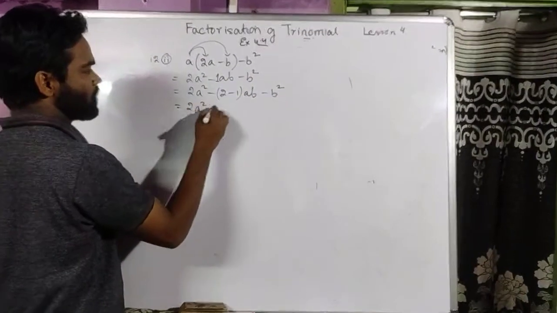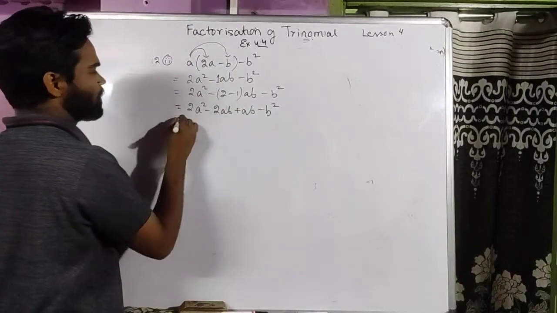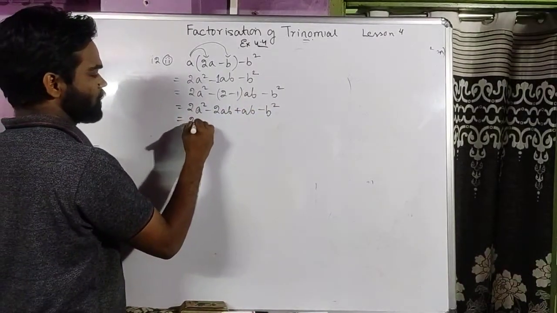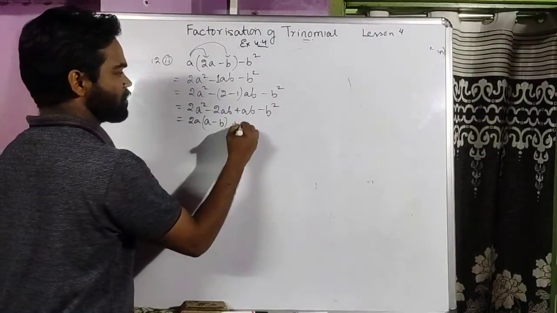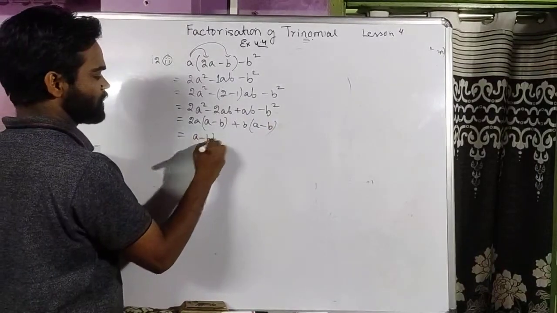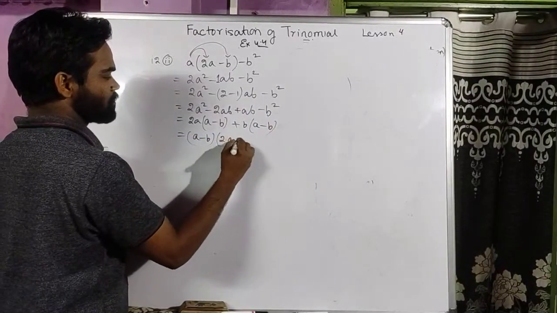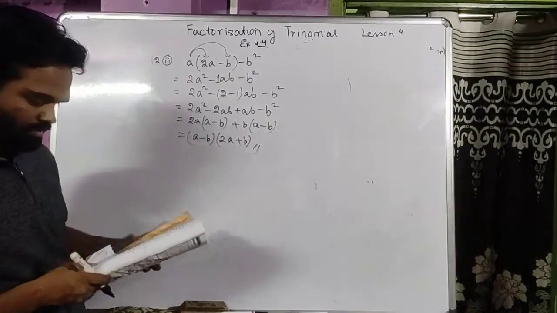So this is 2a square minus 2ab plus ab minus b square. You take common 2a. So what is left? A minus b. You take common b. So a minus b is left over here. A minus b goes out. So 2a plus b is left. That's my answer.